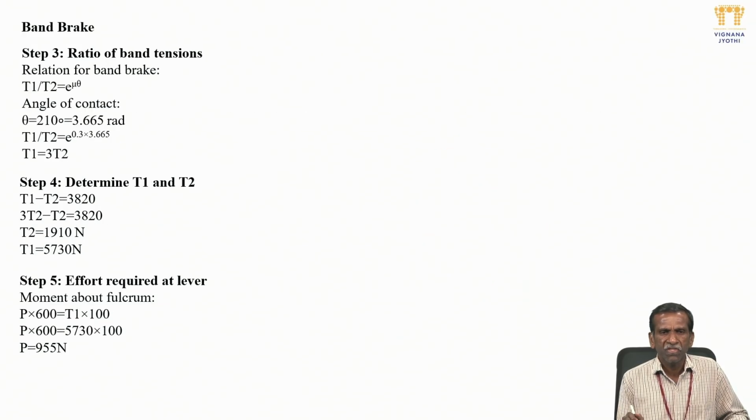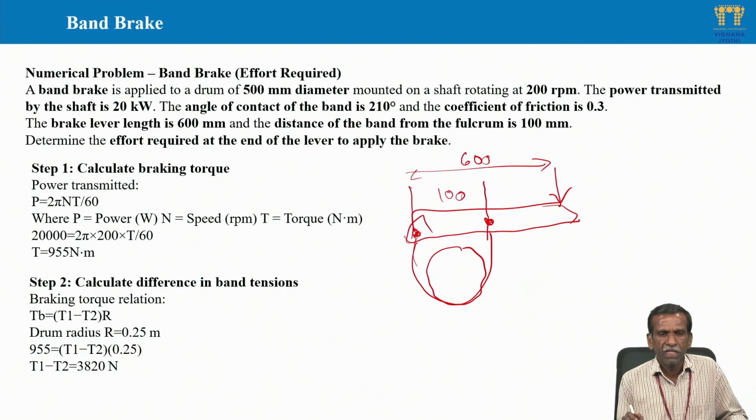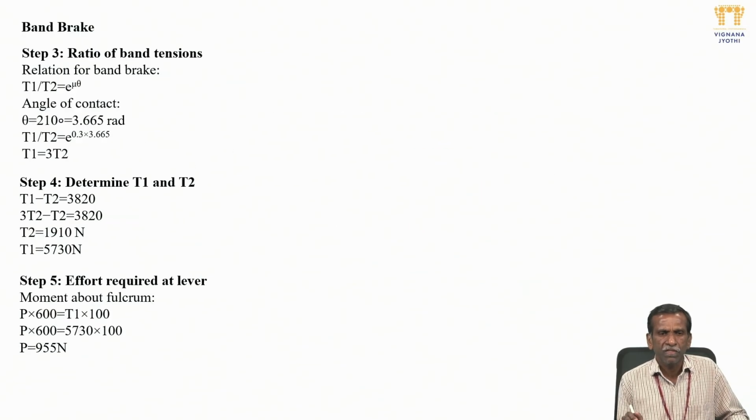T1 by T2 we can evaluate. Mu is given as 0.3, and theta we always need to express in radians. 210 degrees given, 210 into pi by 180, which gives 3.665. So we got T1 equal to 3 T2. Then we have the previous relation, T1 minus T2 is 3820 newtons. So we can substitute T1 equal to 3 T2 from the previous relation. Then we have T2 is 1910 and T1 is 5730 newtons.